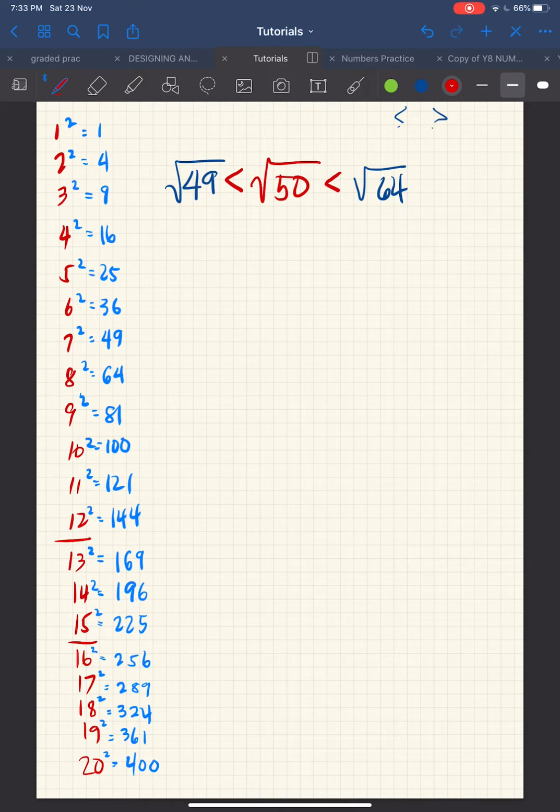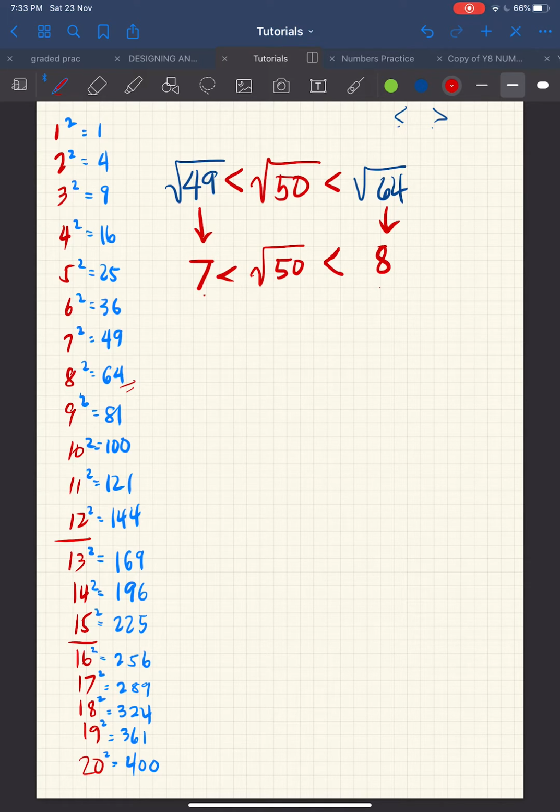Do we know what the square root of 49 is? Yes, it's a perfect square, so the square root of 49 is 7, and the square root of 64 is 8. So we know for sure that the square root of 50 is between 7 and 8. It's greater than 7, meaning it's not going to be 7; it's not greater than or equal. It's greater than 7 but less than 8, so it will never reach 8.